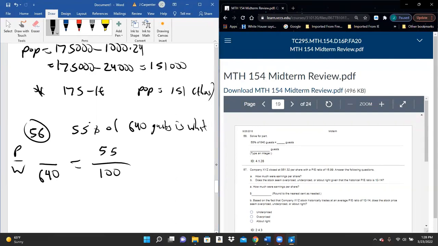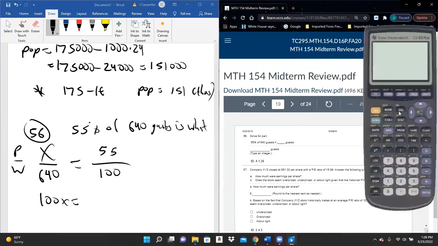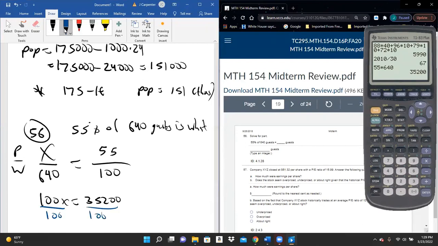If you know another way to set this up using of being times, is being equals, that stuff, that's fine too, but this is how I teach it in QR. And that would make this our x. We can cross multiply, and we'll get 100x is equal to whatever 55 times 640 is. Big number, 35,200. Then we divide both sides by 100, which clearly gives us x equals 352.